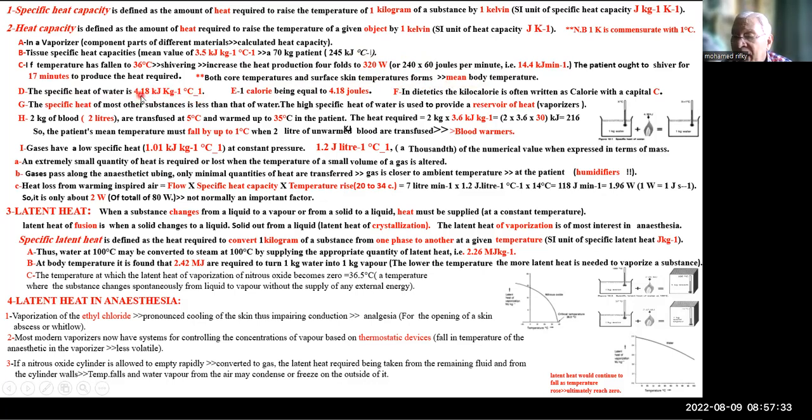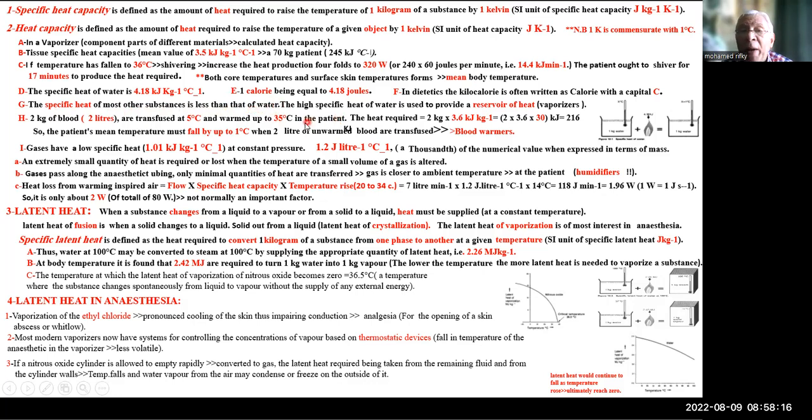This is the biggest or the largest figure for specific heat among liquids. 4.18. 1 calorie equals 4.18 joules. So you must, of course, mention the meaning of calorie and the correlation to joule. In dietetics, people working in diets, they consider the kilocalorie, which is 1,000 calorie, written as C capital. This denotes that it is, of course, a kilocalorie. The specific heat of both substances are less than water.